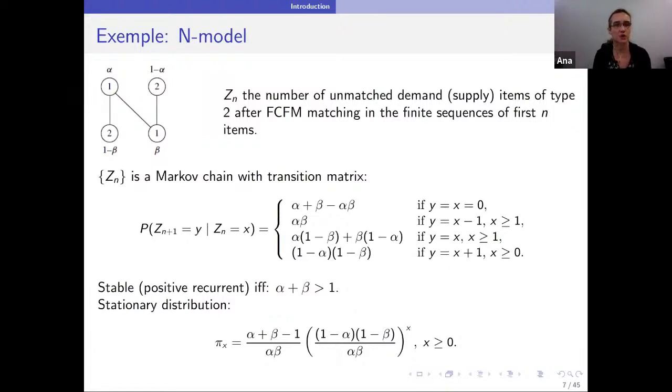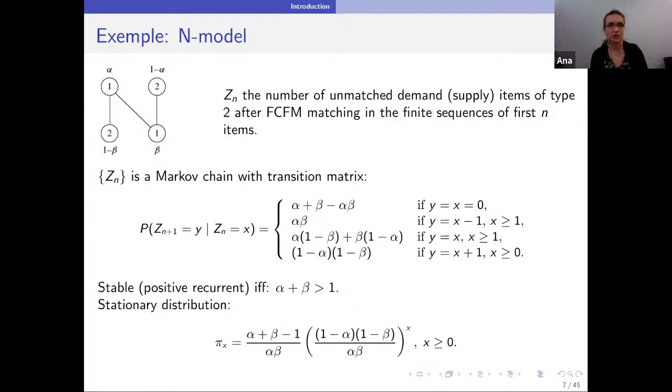So you have two types of demand and two types of supply, and we will denote by Zn the unmatched items of type 2 after arrival of the first n items of both demand and supply type.